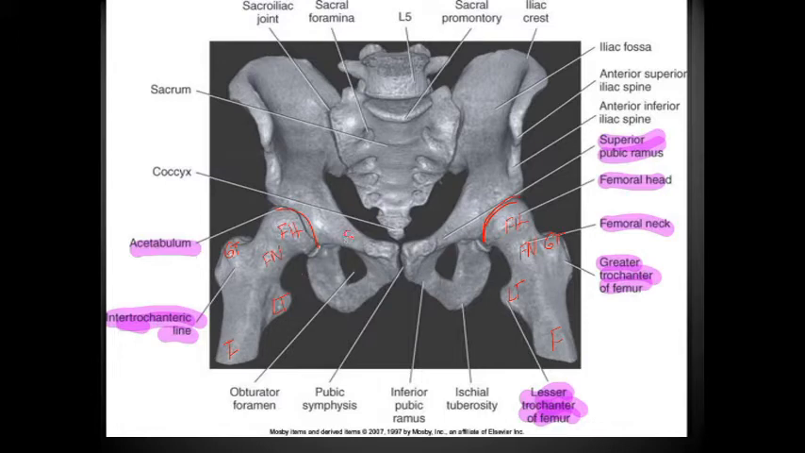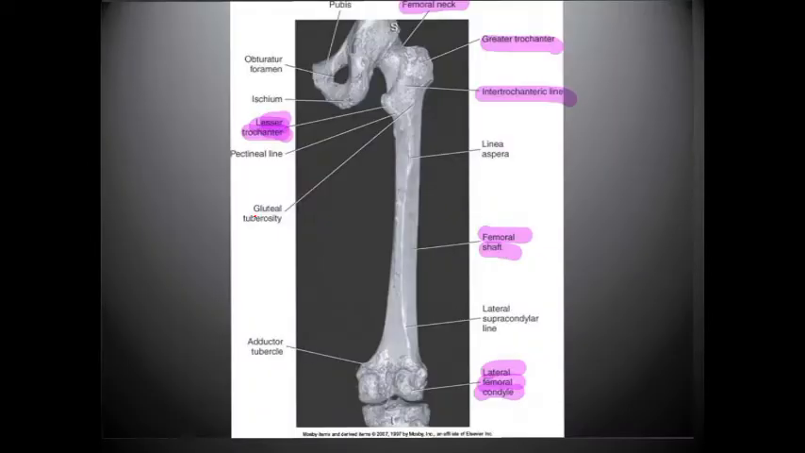Additionally, we have the superior ramus, inferior ramus, symphysis pubis. Here is the femur in volume rendering.